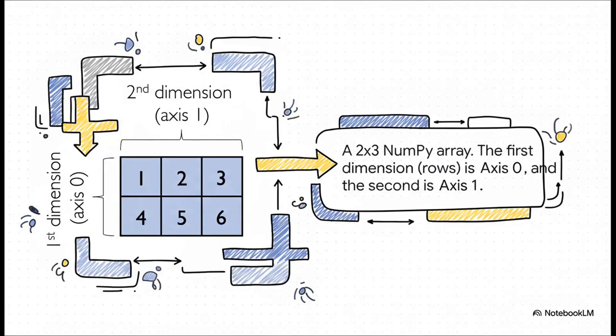Now, this image shows something you really need to get locked in your brain. In the NumPy world, we don't really talk about rows and columns. We talk about axes. So axis 0 is the rows, and axis 1 is the columns. It might seem like we're just swapping words, but believe me, thinking in terms of axes is the key to understanding and manipulating data shapes correctly.